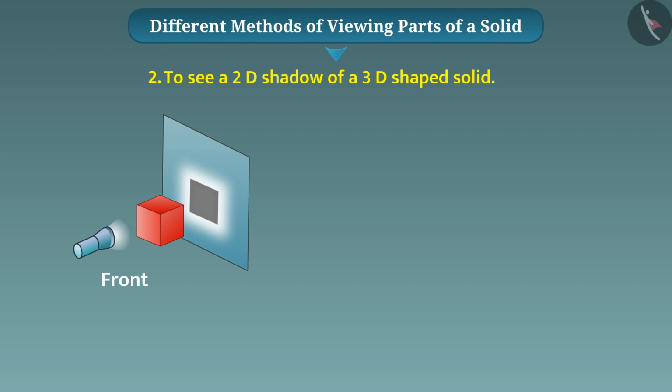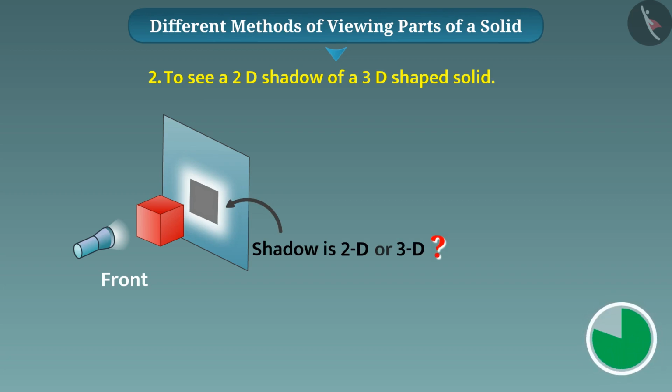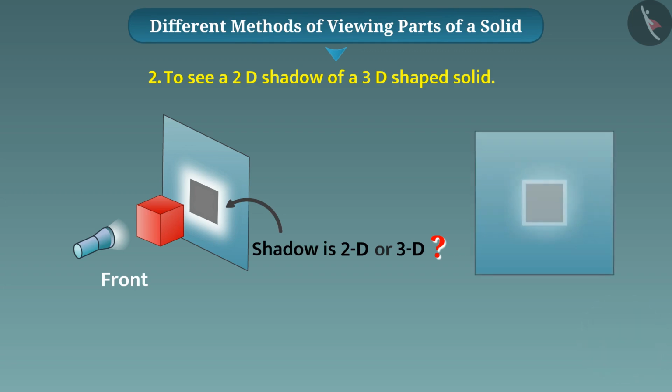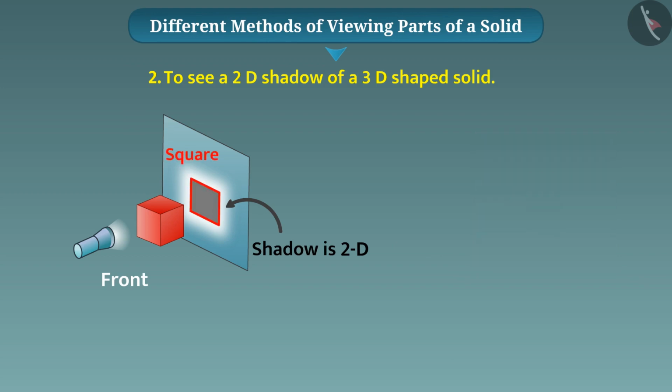Can you tell if the shadow is 2D or 3D? Think. Since the shadow occupies only one plane, we can say that the shadow has two dimensions. That is, it is a 2D shape. When we look carefully, we see that it is a square shadow. Similarly, if we place the screen down and place the cube as shown above the screen, and light is focused from the top, we will get a square shadow.